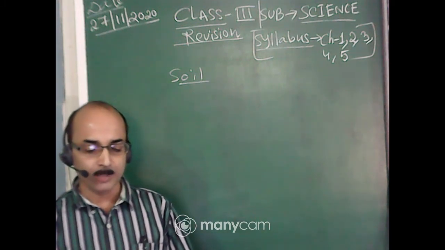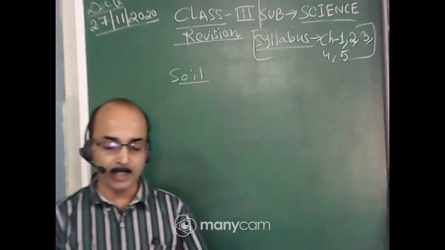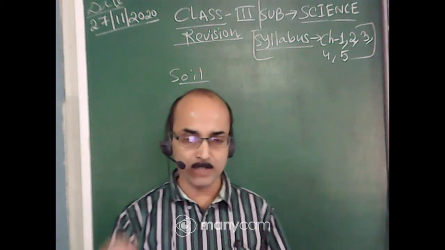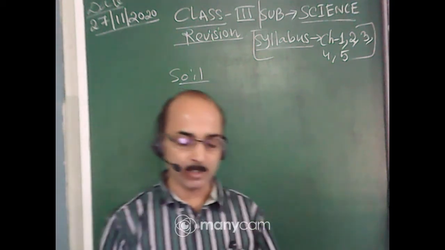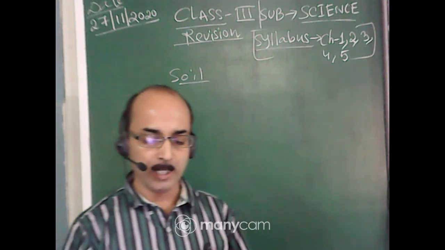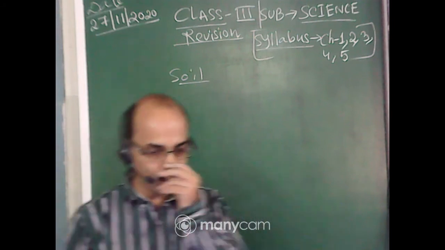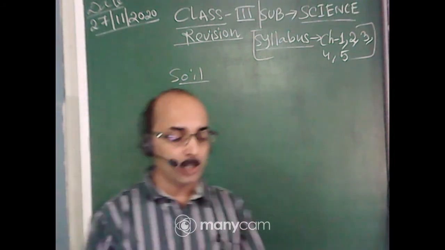Okay, now one MCQ again. Dead leaves, twigs and remains of dead insects make what? Humus, clay or sand? Yes, it is humus. Very good. Okay. Now we will come to types of soil.